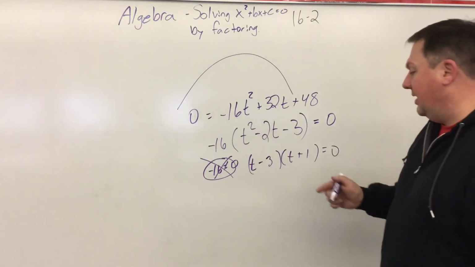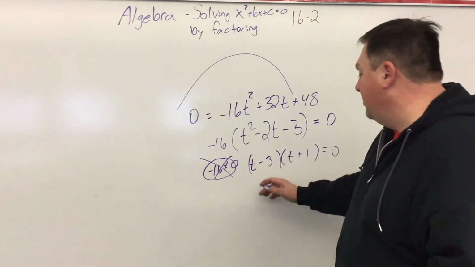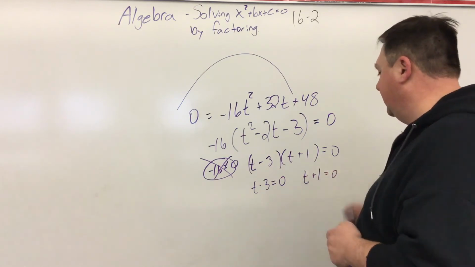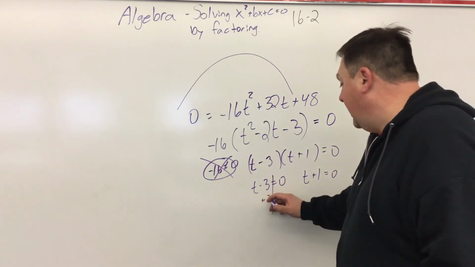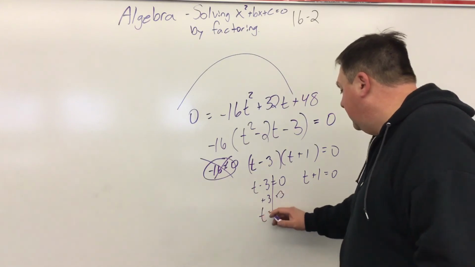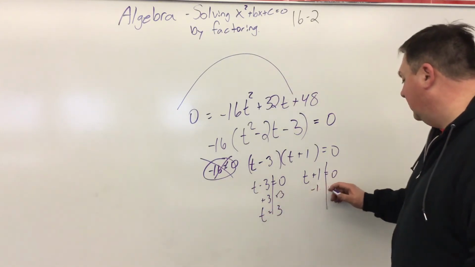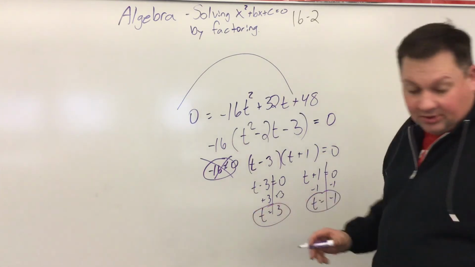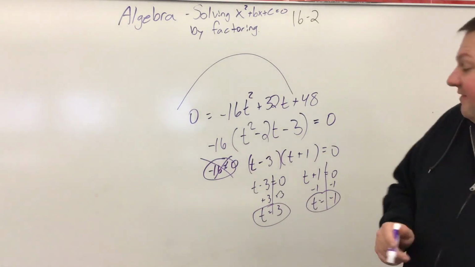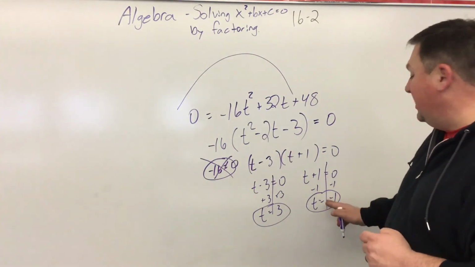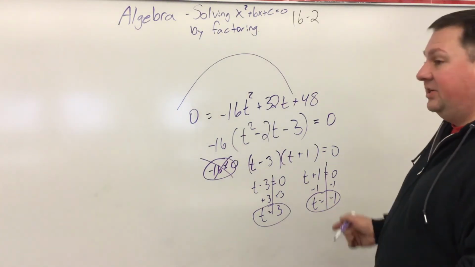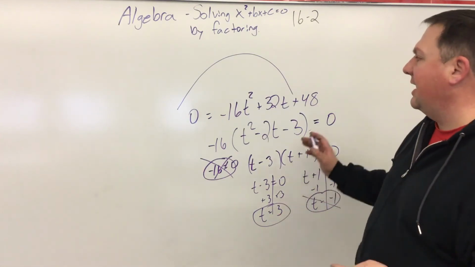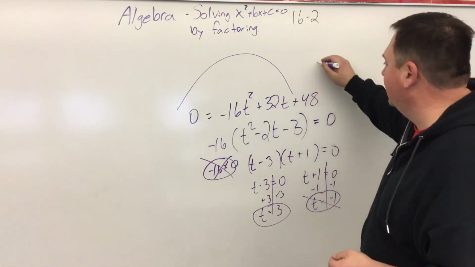Now we have to solve for t, which is time. So t minus 3 equals 0, t plus 1 equals 0. We're going to add 3 to both sides, t equals 3. Here we're going to subtract 1, t equals negative 1. Those are our two answers, but whenever you deal with real-life situations, you can never have negative time or a negative distance. So this one's gone, and your t, the time that the ball is in flight, is actually 3 seconds.